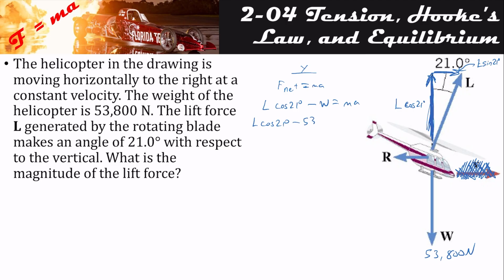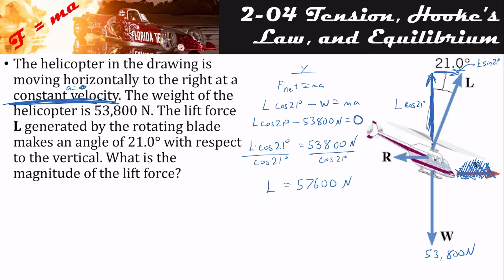The weight is 53,800 newtons. It says, though, constant velocity. Constant velocity means we're in equilibrium, that our acceleration is 0. So add the 53,800, so it goes on the other side. And then it's L times cosine of 21. So we'll divide by cosine of 21, and we should get about 57,600 newtons.